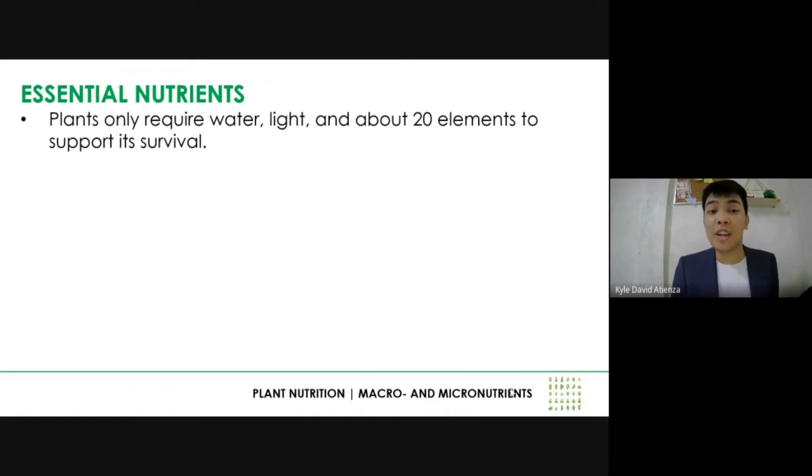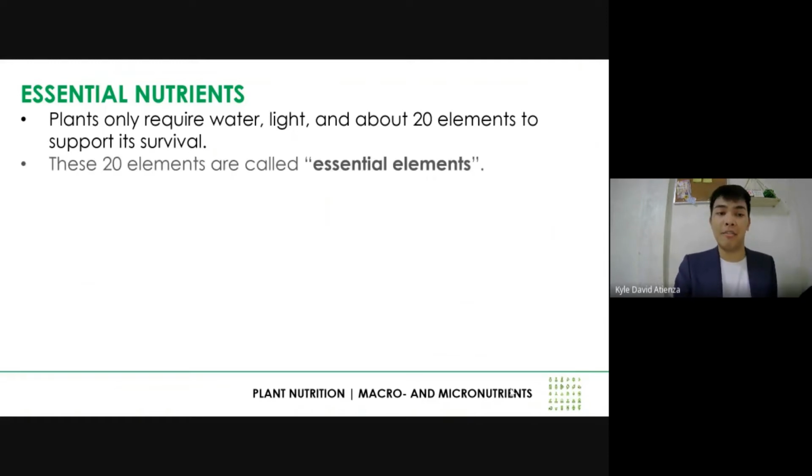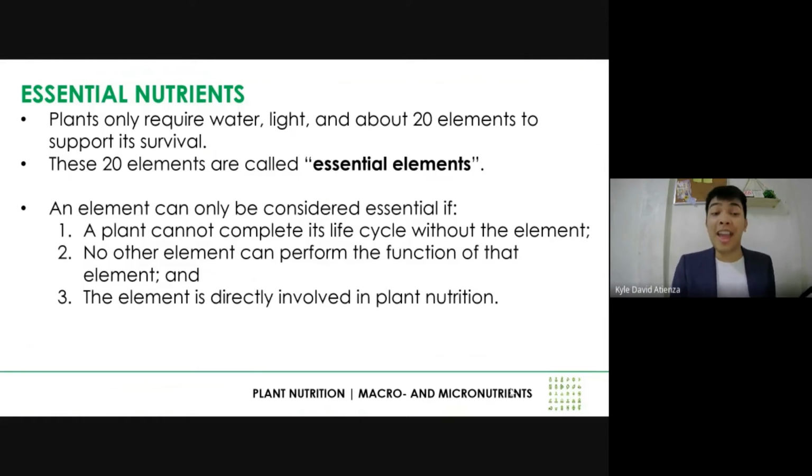So plants only require water, light, and about 20 elements to support its survival. These 20 elements are our so-called essential nutrients. And in order for an element to be classified as essential, it has to comply with the following criteria.